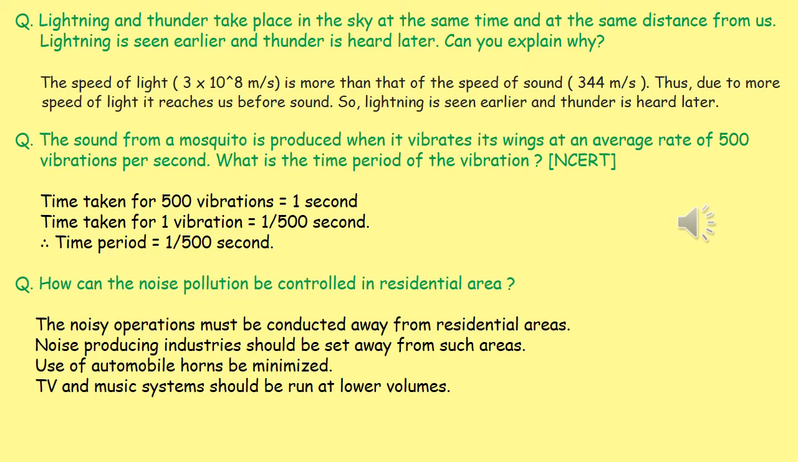How can noise pollution be controlled in a residential area? As we have already identified the sources of noise pollution, we can easily discuss controlling measures. The noisy operations must be conducted away from residential areas. Noise producing industries should be set up away from residential areas, schools or hospitals. Use of automobile horns must be minimized. TV, music systems and loudspeakers should be run at lower volume. Bursting of firecrackers should also be restricted.